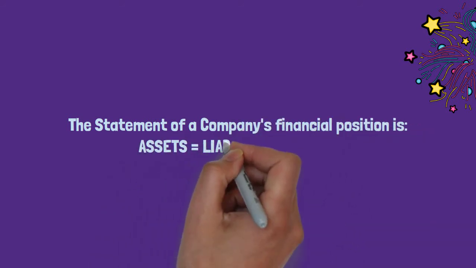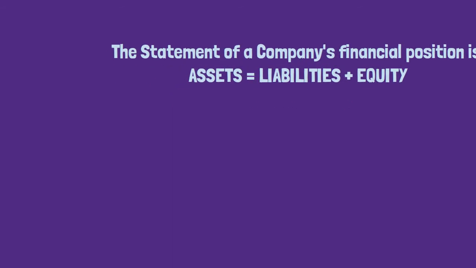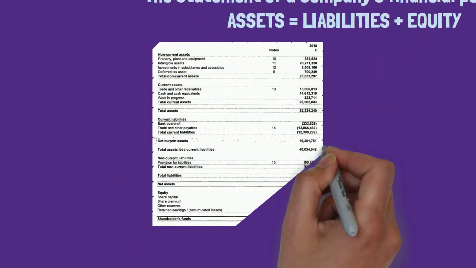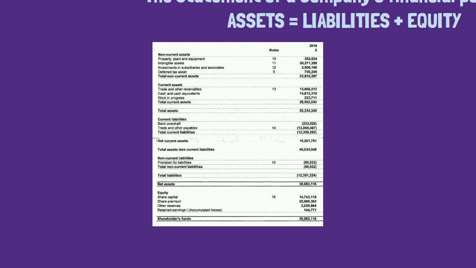Assets are part of a company's financial position, also referred to as their balance sheet. The balance sheet overall makes up a snapshot at any given point in time of what a company's owners own and owe.